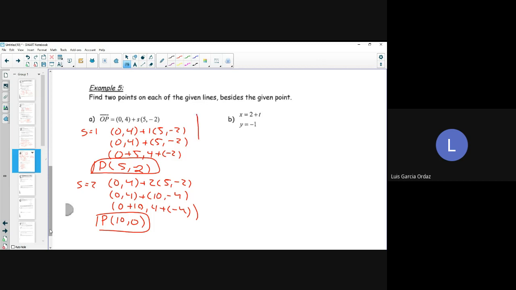And now we can do the same thing with my symmetric equation. So I can sub in, let's say T is equal to -1, which means my X is going to be 2 plus -1, which gives me 1. And my Y is going to be -1, which means I have a point at 1 and -1, which is another point on that line. Now I can also sub in 2 for T, and I'll get X is equal to 2 plus 2, which is equal to 4, and Y is always going to be -1, which means another point on that line is going to be 4 and -1. So this is how we can find 2 points on these given lines.